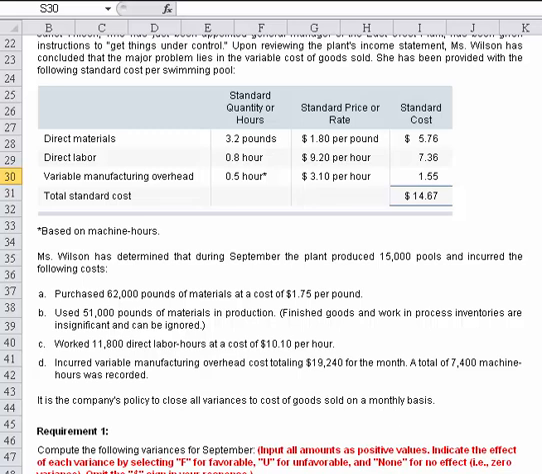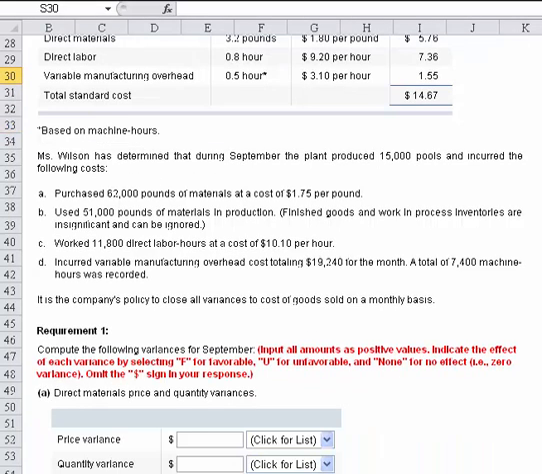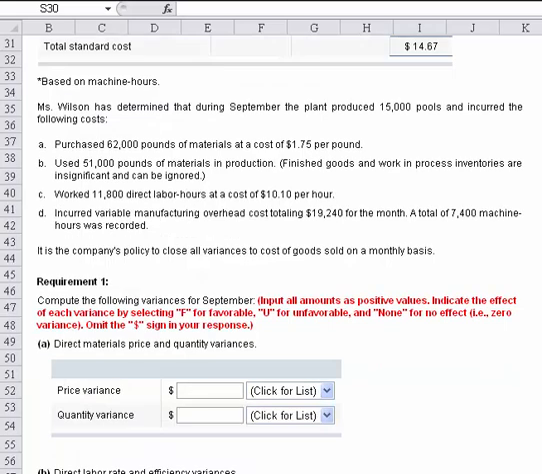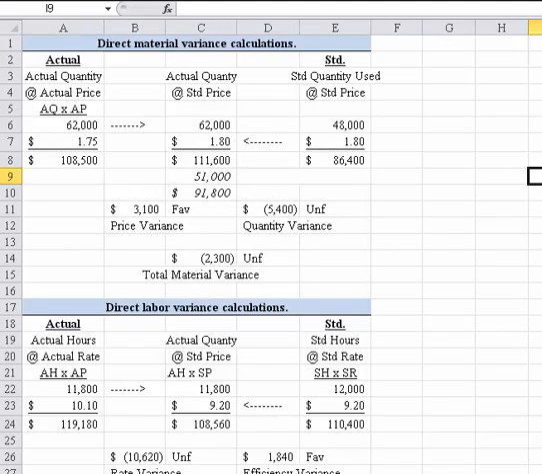Requirement 1 asks us to compute the following variances for September, and the variances are the direct material price and quantity variance. Now let me show you how I worked this problem. It's worked ahead of time, but I'll walk you through what I came up with. I'm going to go back and forth between two pages in Excel, but you have it on the screen there in front of you.